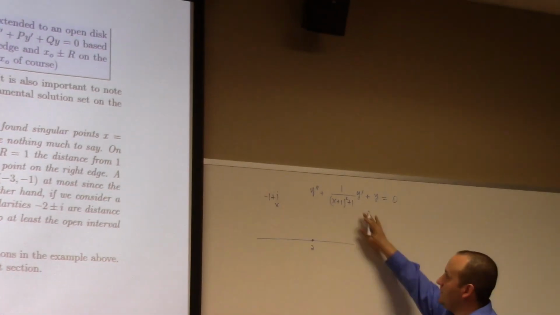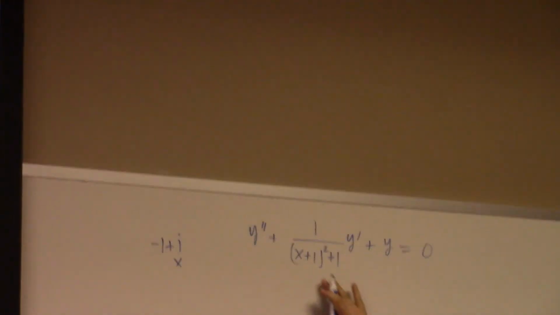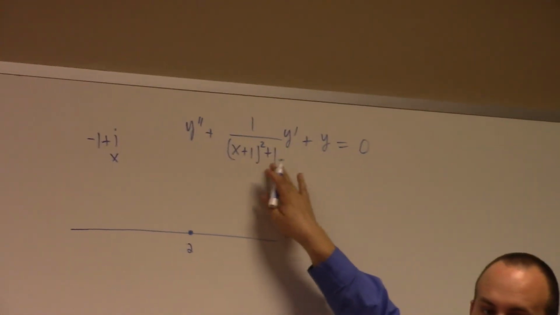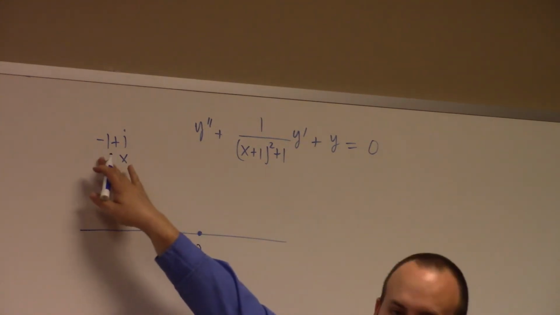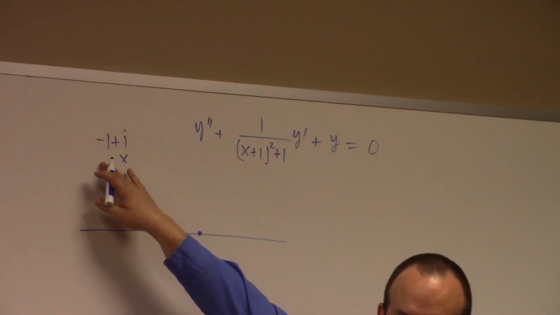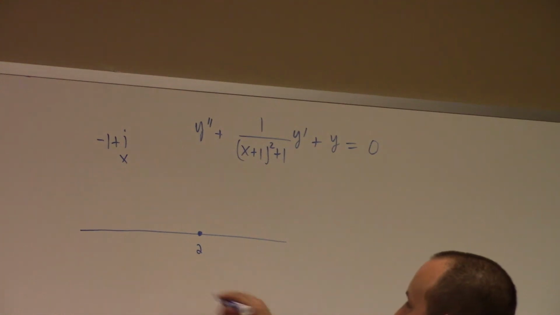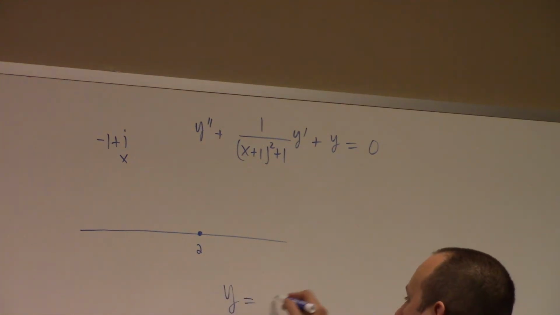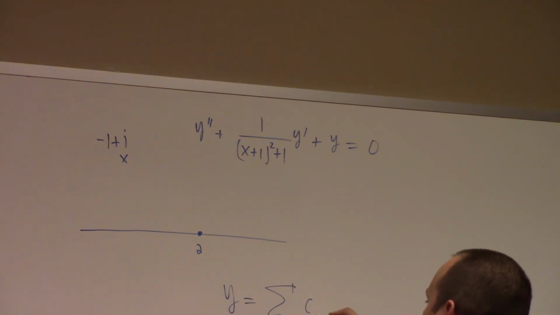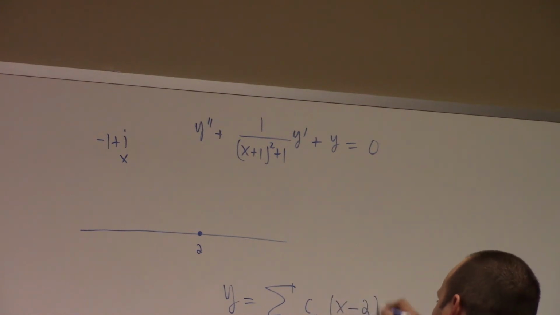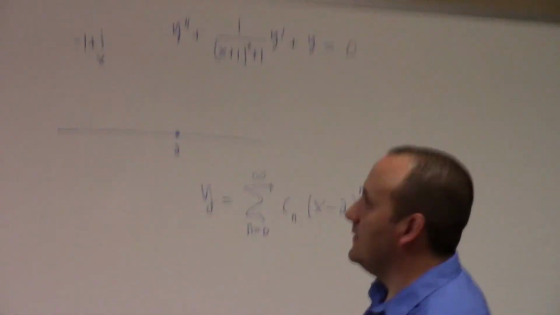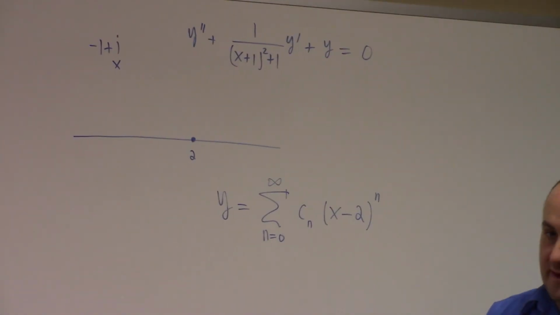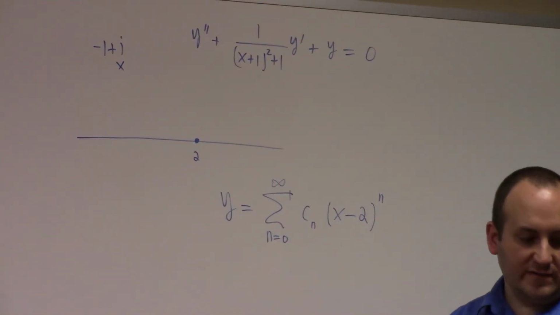So suppose you have this differential equation, right? The thing is, when x is equal to minus 1 plus i, this is 0. So that makes minus 1 plus i a singularity of this differential equation. So if I was finding a solution of the form like this, if I was finding a power series solution centered at 2, all right, then I know what the radius of convergence is going to be for that.